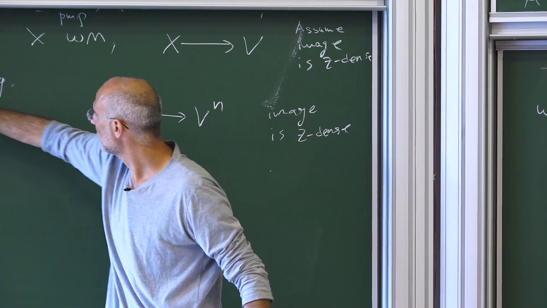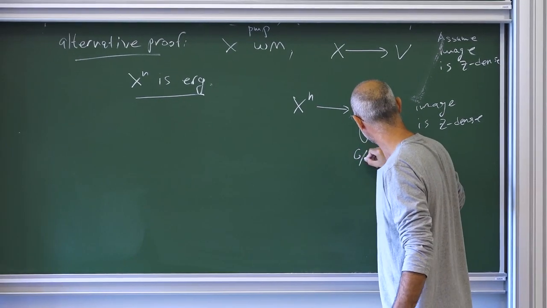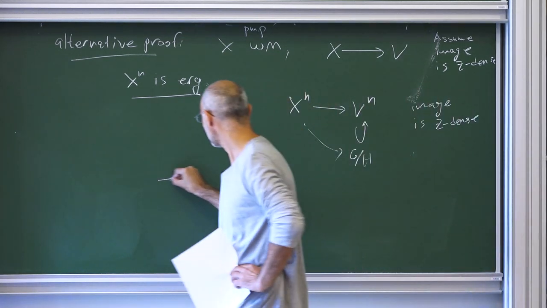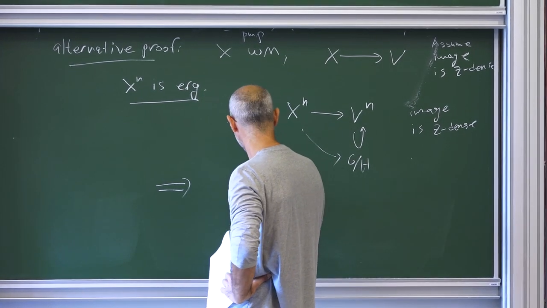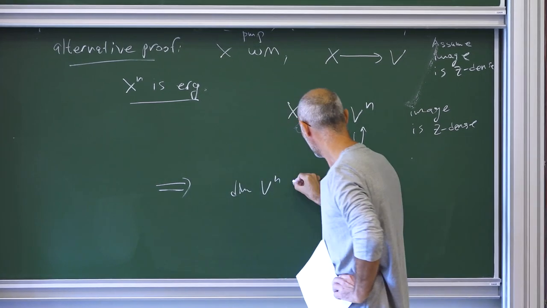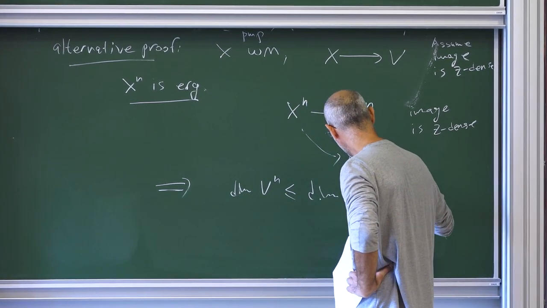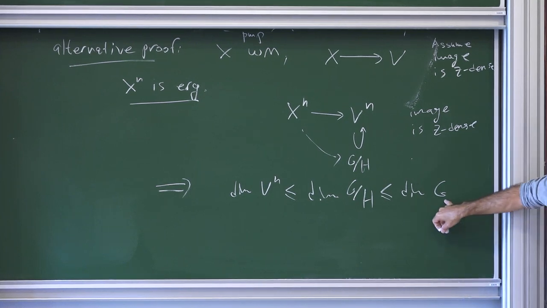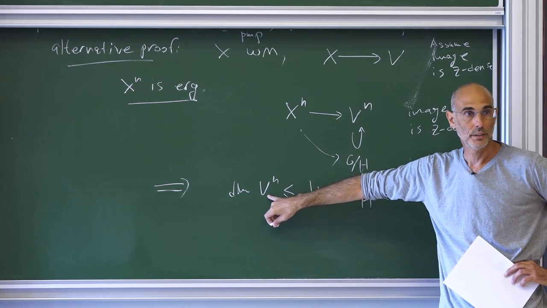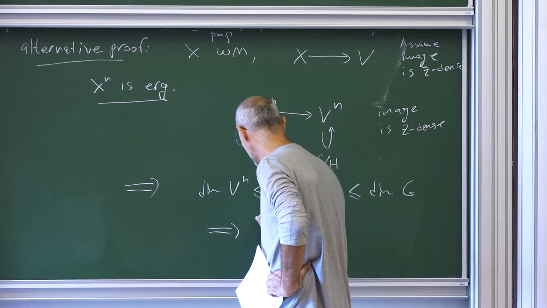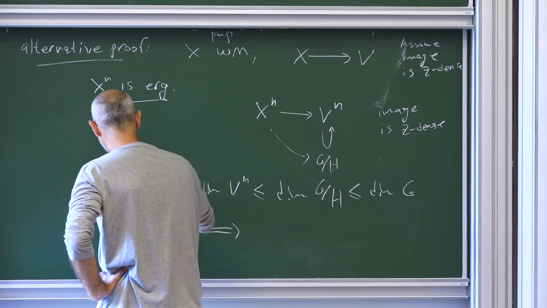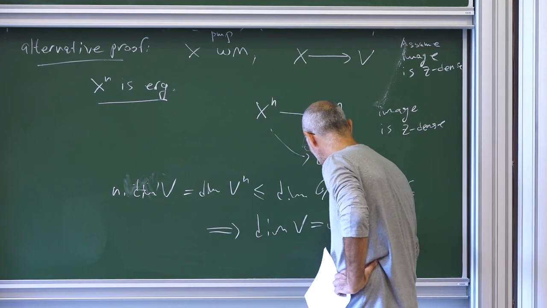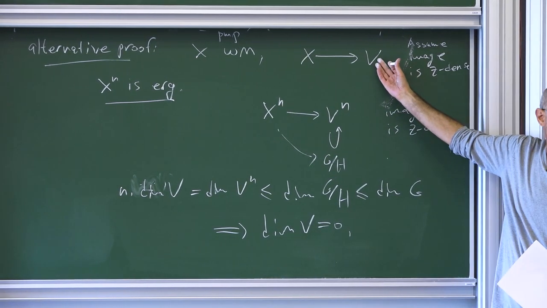But because this is ergodic, I know that there is some G mod H here that takes this. And I get that the dimension of V to the N is smaller than the dimension of G mod H, which is definitely smaller than the dimension of G. Now this is fixed, but this goes for every N. So this is, if you want, N times the dimension of V. So the dimension of V is zero. So this is just a finite set.